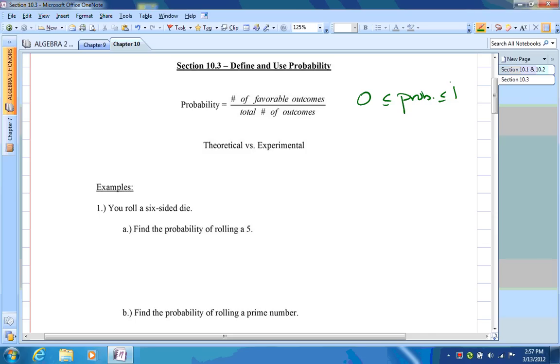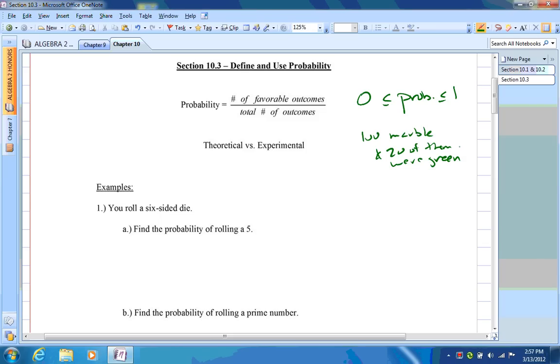For example, if you had like 100 marbles and 20 of them were green, you're not going to have more green marbles than the total number of marbles in your jar or anything like that. And also, you can't have a negative probability. That wouldn't make sense either, because how can you have a negative number of marbles? So if you think about it, probability's got to be between 0 and 1.